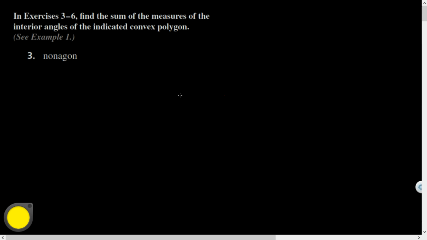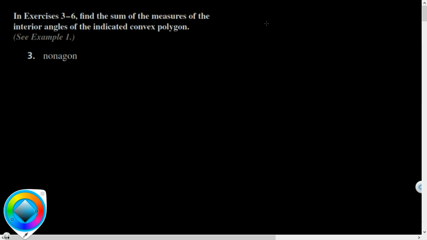This is Mr. Waddy, and I'm going over the homework from Geometry 7.1, where we were talking about the angles within a polygon. And we had a couple of equations for both the sum of the measures of the interior angles of a polygon and the measure of exterior angles of a polygon, where there is one exterior angle at each vertex.